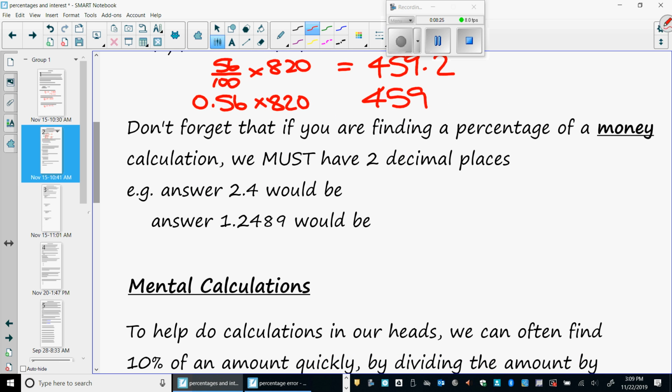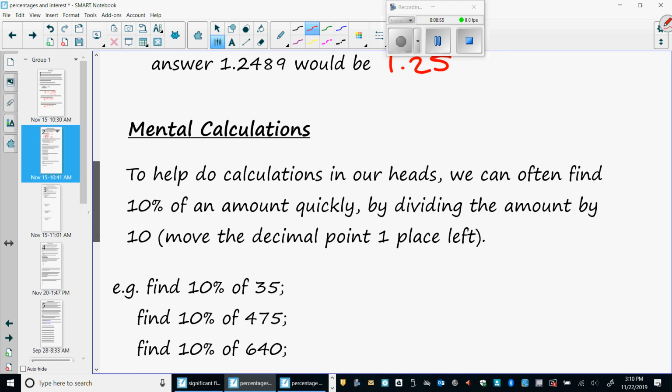Don't forget, if you're finding a percentage of money, you should have 2 decimal places. So if you came up with 2.4 in your calculator, you would know that would be 2.40. If you had 1.2489, you can't have all of these decimal places in money. It would be 1.25 because we would round to 2 decimal places. Is that money? So you put a dollar sign, or whatever symbol it is, as obviously it's not always going to be dollars. It could be pounds. It could be anything.